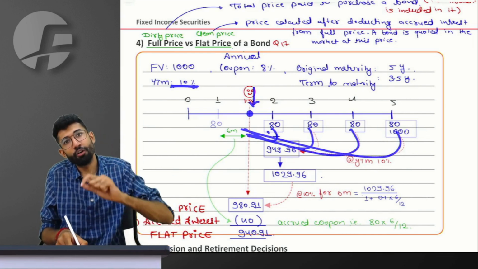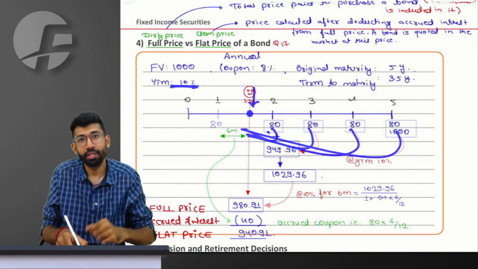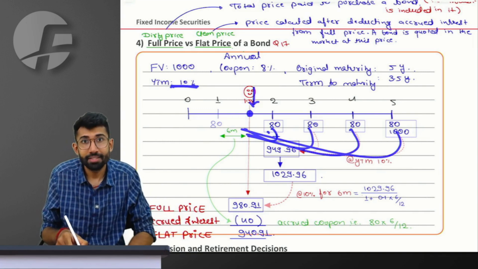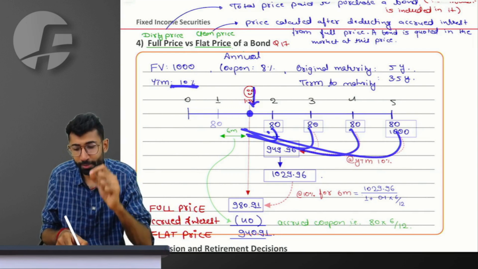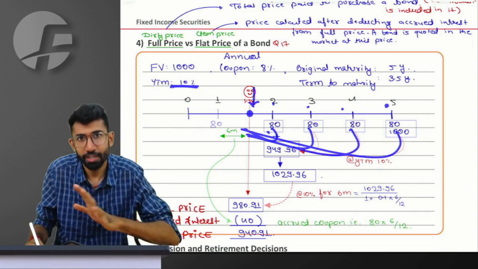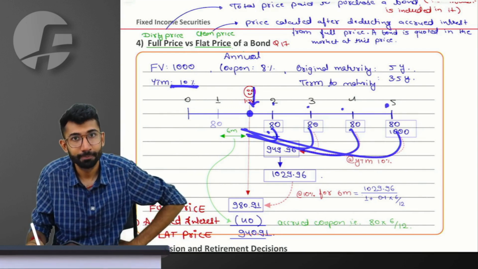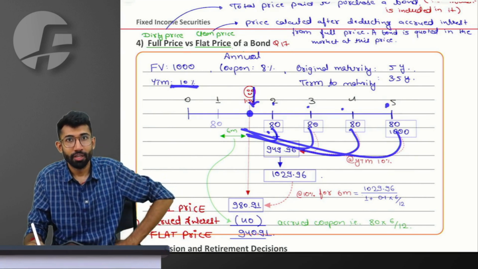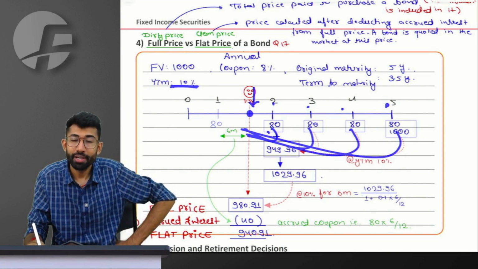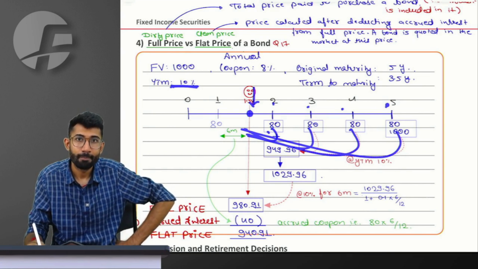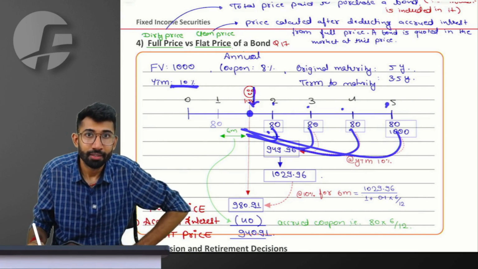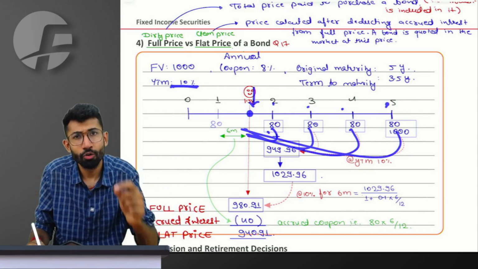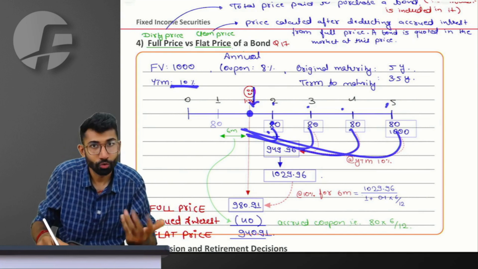Why is there a need of a separate concept for doing this? The need is that if I ask you to do the present value of all these future cash flows, can you try to do it? If I ask you to do it right now, can you do it? You have to realize how do I do the present value? I discount the cash flows.